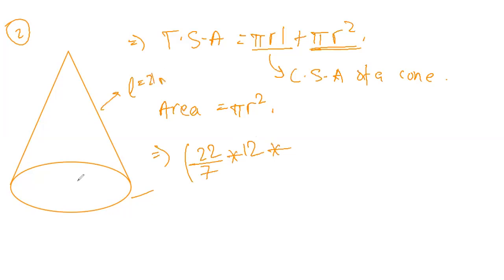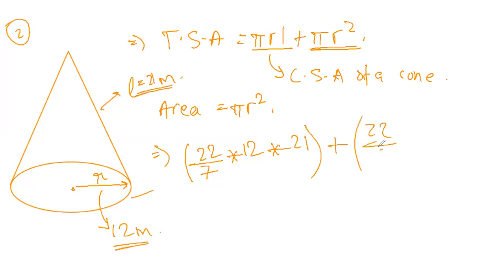Also, I forgot to add the dimensions. Please do not forget that. Sometimes I have loss of mind issues. So r is equal to 12 meters. Always write down the units. So the slant height is 21 meters, plus pi r square. So pi is 22 by 7 into r, and r is 12, so 12 whole square.